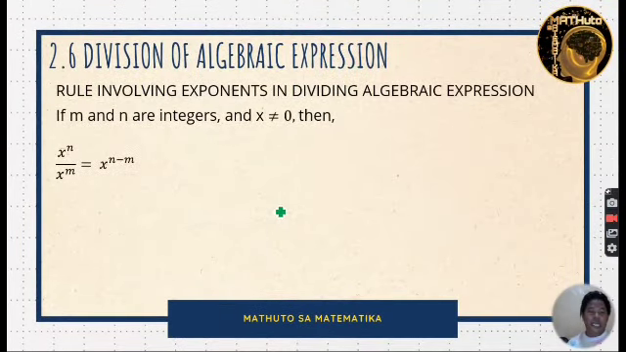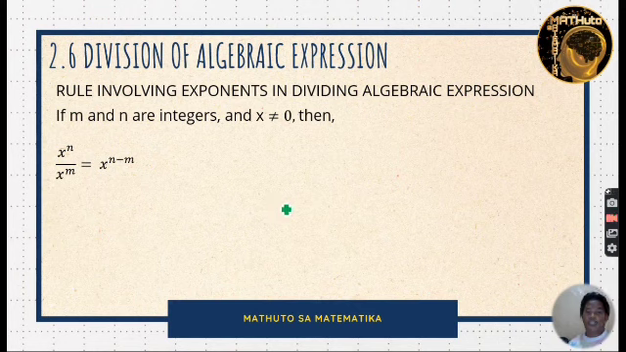Next po is the division of algebraic expression. Rule involving exponent in dividing algebraic expression. Ito po yung ating rule. If n and m are integers, so consider that our exponents are integers, and x must not be equal to 0 since magiging 0 po yung denominator natin kapag yung x ay 0. So, ito po yung rule.